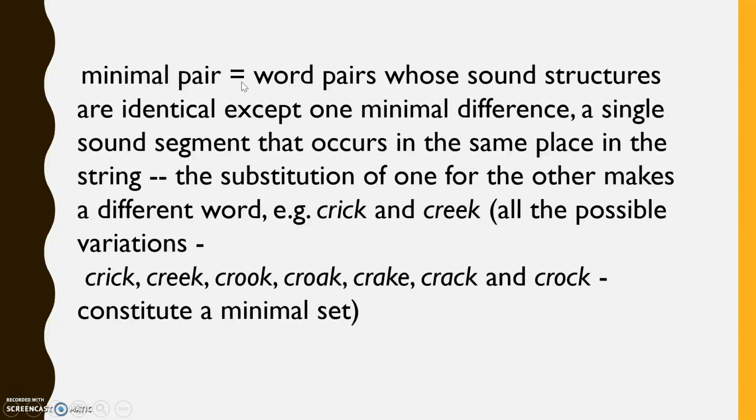Minimal pair. Minimal pairs are word pairs whose sound structures are identical except for one minimal difference, a single sound segment that occurs in the same place in the string. The substitution of one for the other makes a different word. Creak and creek, and all the possible variations: creak, creek, croak, crook, creak, crack, and croak constitute a minimal set.